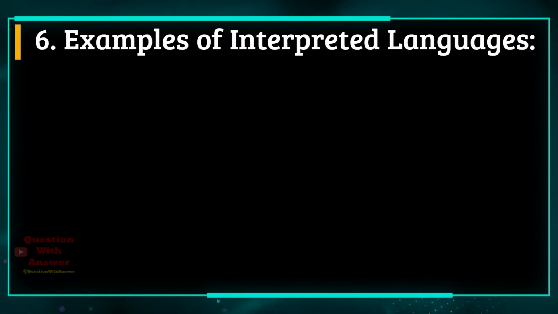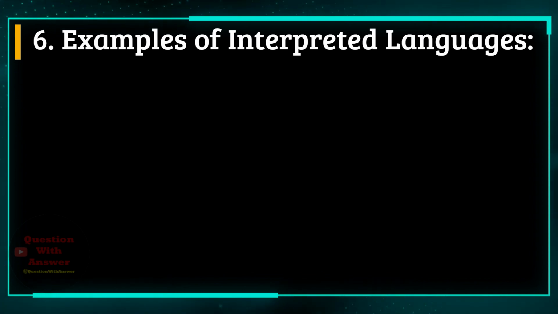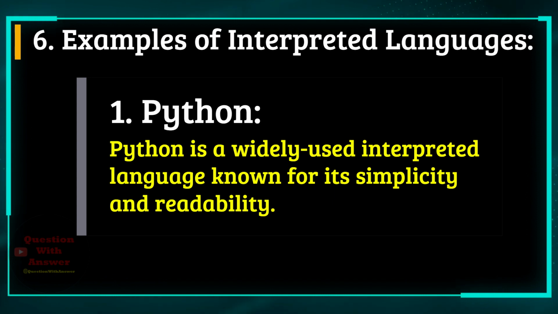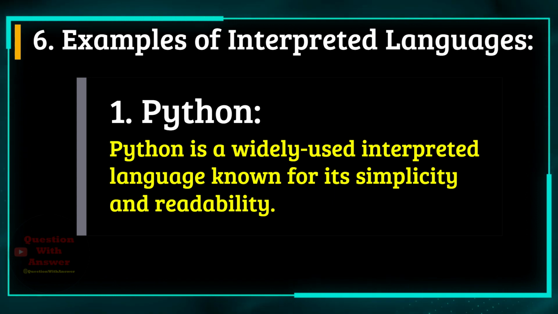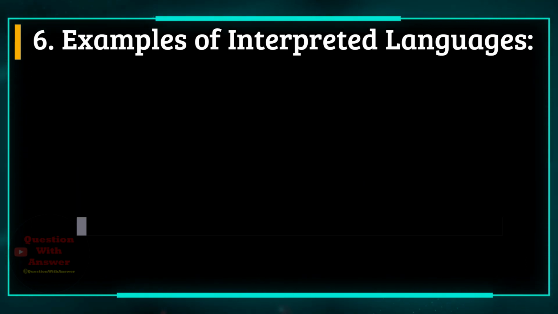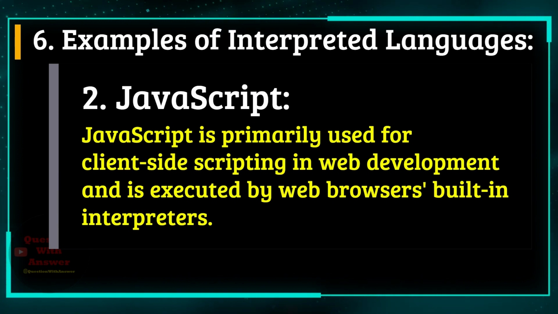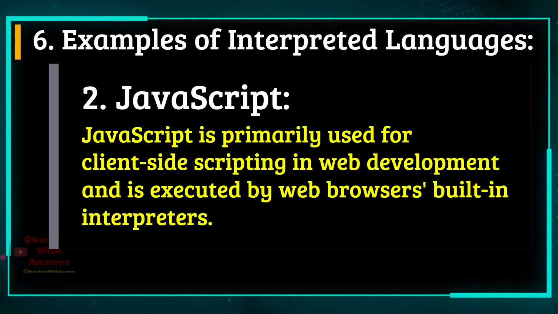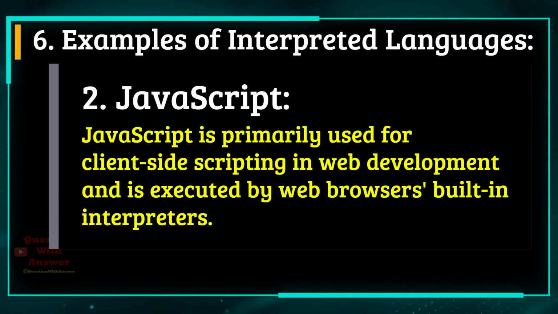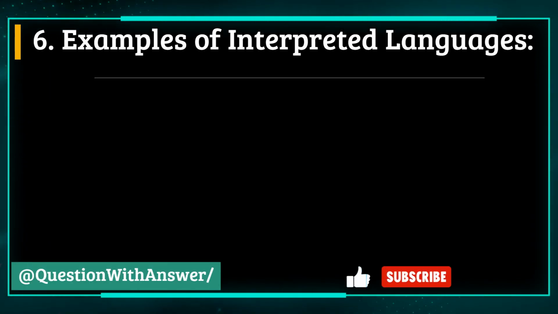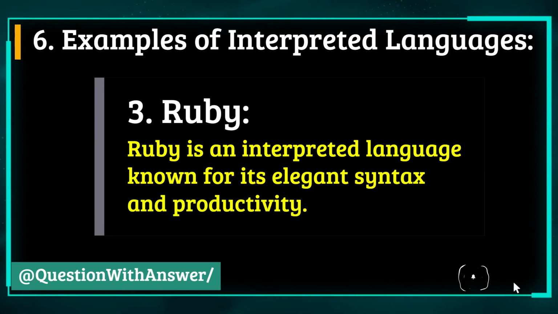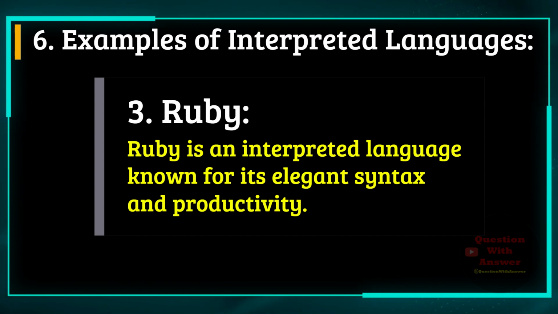6. Examples of interpreted languages. 1. Python. Python is a widely used interpreted language known for its simplicity and readability. 2. JavaScript. JavaScript is primarily used for client-side scripting in web development and is executed by web browsers' built-in interpreters. 3. Ruby. Ruby is an interpreted language known for its elegant syntax and productivity.